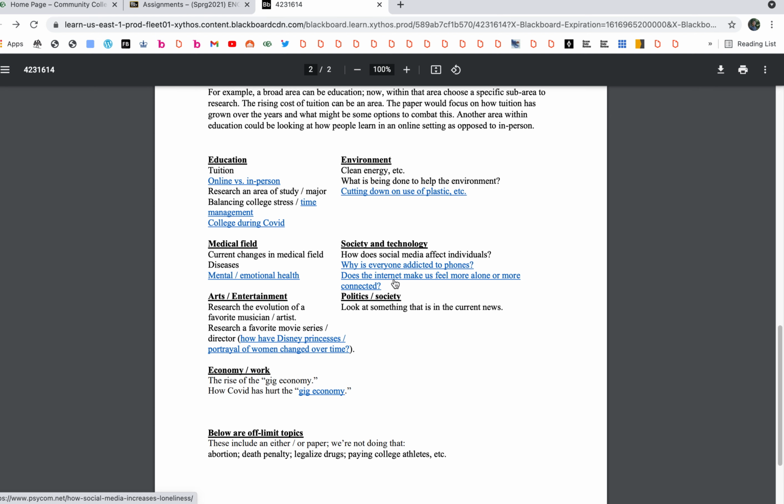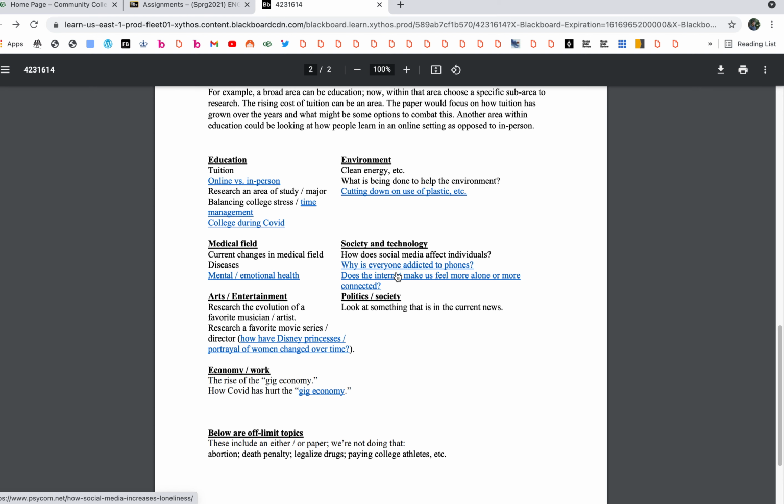Does the internet make us feel more alone or more connected? How has our relationship to social media changed during COVID? Have they been helpful for seeing family and loved ones? So you can look at how it can be helpful. So, society and technology, you can look at these things. Jobs, right? You can look at jobs, how a lot of jobs we've got to use the computer for.